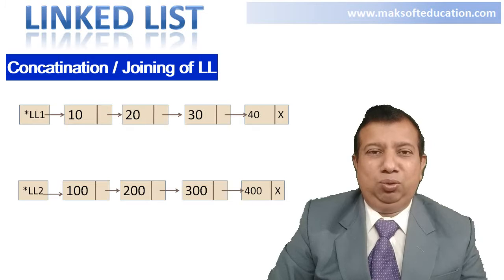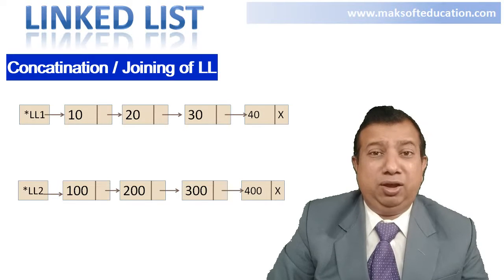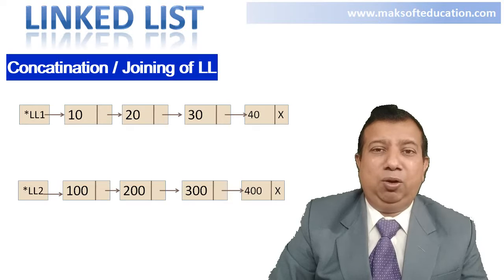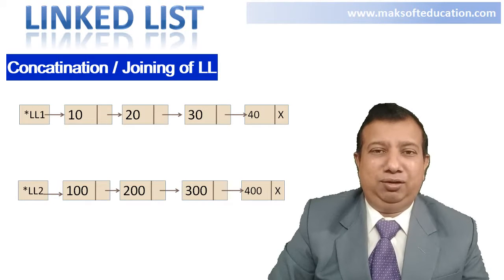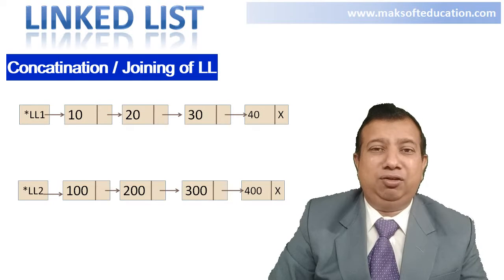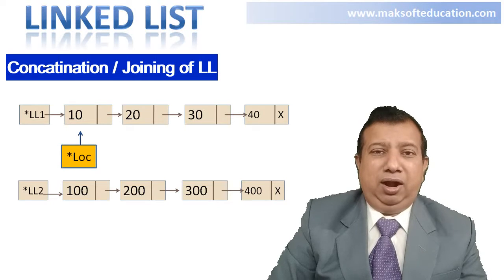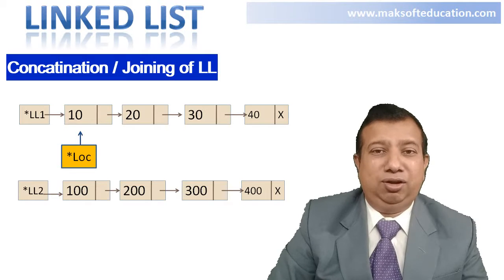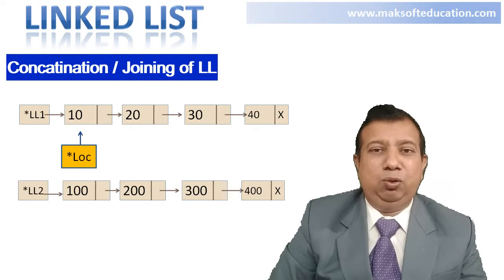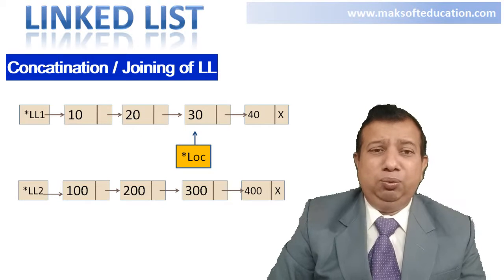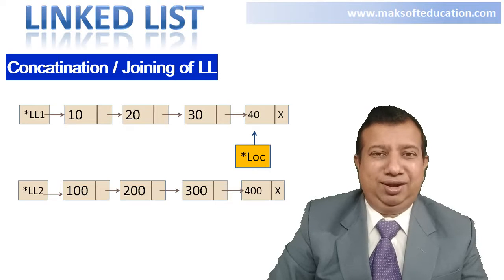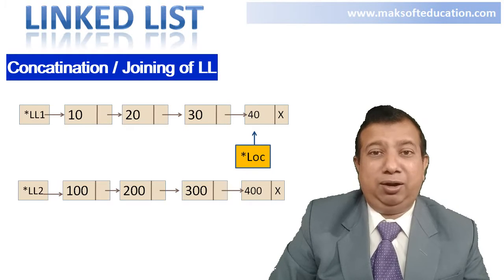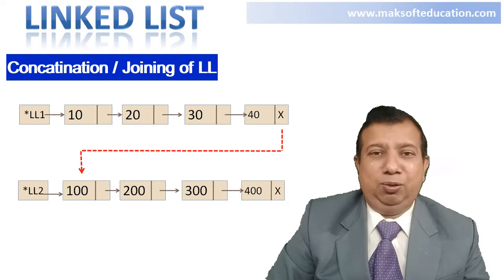For this purpose we have to take another variable, let us call it LOC, and we have to find out the last node of the first linked list. For this purpose, assign the first node of linked list 1 in LOC, and until you reach the last node of the first linked list, you have to move this LOC to the next node. When you reach the last node of the first linked list you have to stop there, and then you have to copy the pointer of linked list 2, that is the address of the first node in the second linked list, in the link part of LOC.